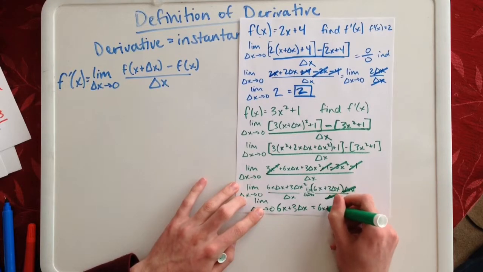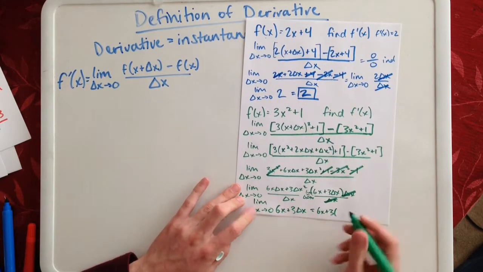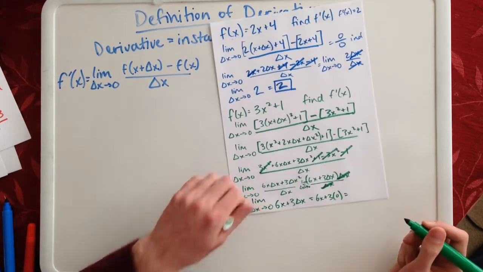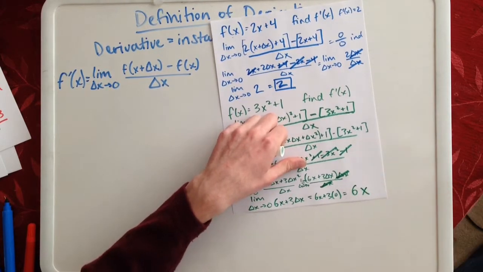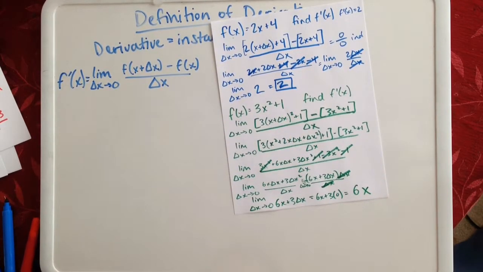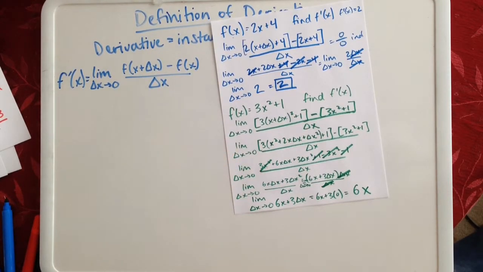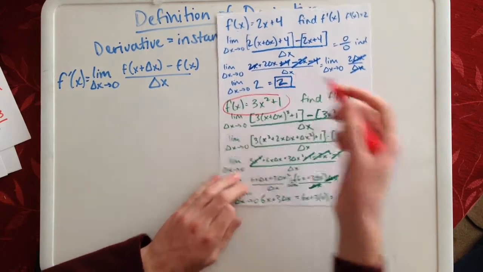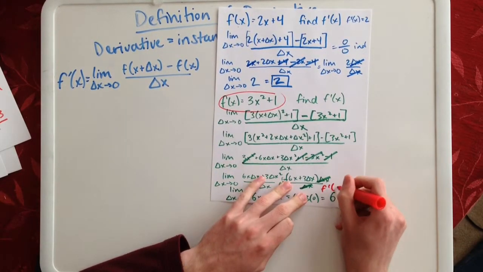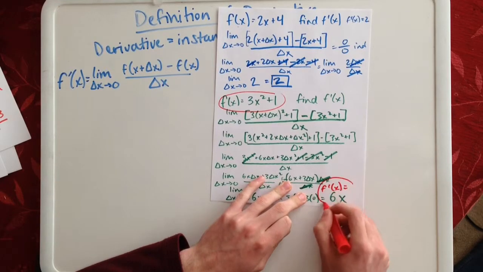So 6x plus 3 times, it says it approaches 0, so 3 times 0 equals 6x. And that is the answer. That is the derivative function of 3x squared plus 1. So this was our original up here, and f prime of x equals 6x.